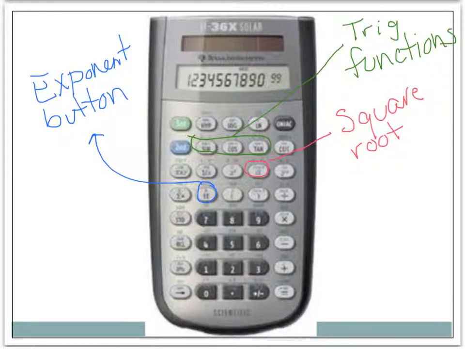Next is the trig functions. I've labeled all three of them together, the sine, the cosine, and the tangent. It is not sin, cos, or tan. It is sine, cosine, and tangent. And these work just like the square root button. You put in the number first and then press the button you desire. If you are looking for the inverse trig function, you put in the number, press second, and then the button with the correct inverse sign that you're looking for.